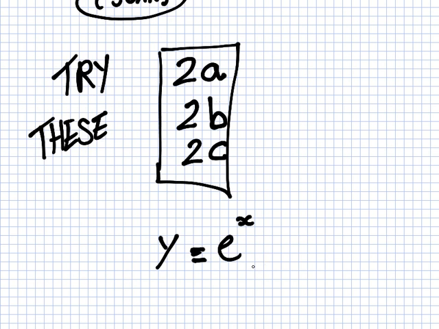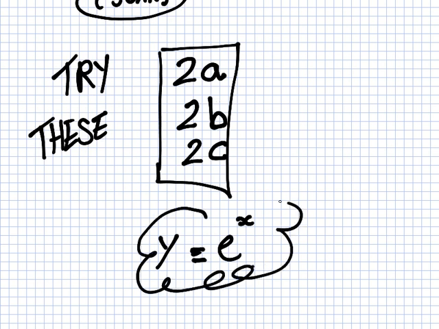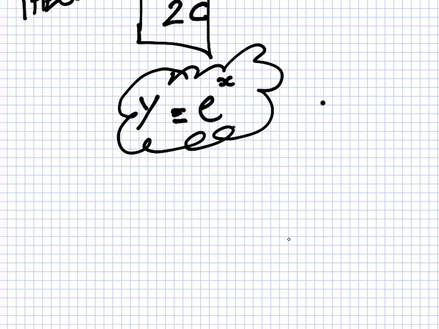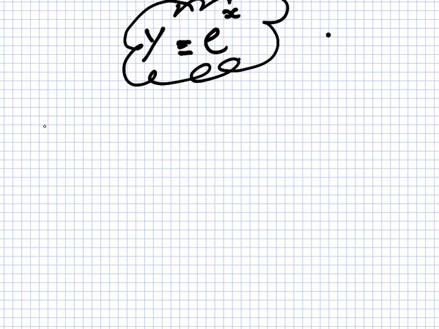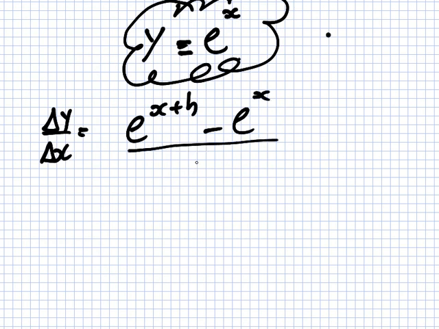For the people who are finished, you could try this one if you like. Try one. Find the derivative. Go. Okay, let's have a look. Guys, for people who are curious, let's have a look at this one. Delta y over delta x equals e to the x plus h minus e to the x, over h.